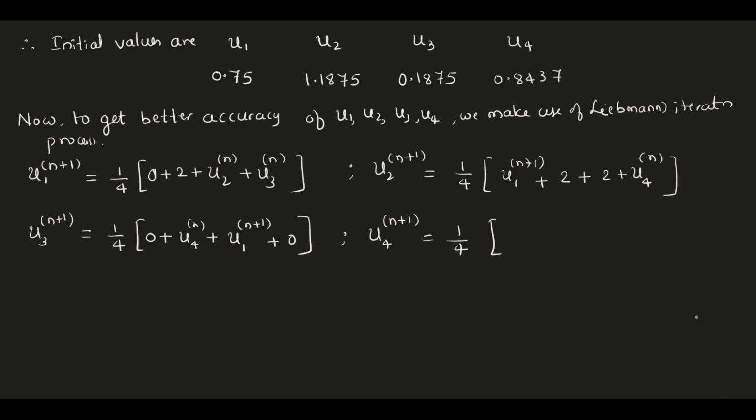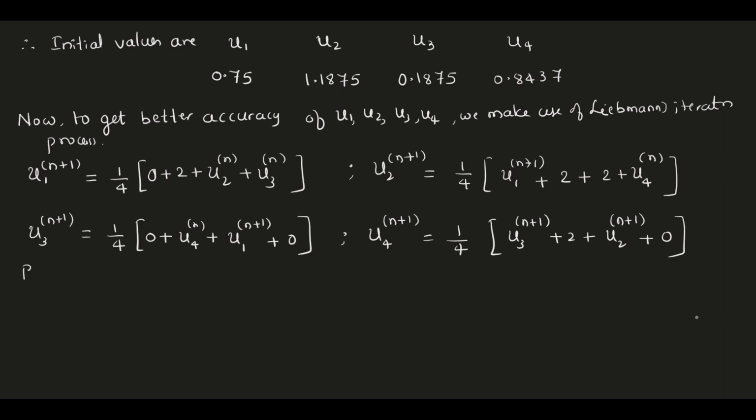1 by 4, what comes for u4? You have already got u3. So u3 of n plus 1, plus on the right side it is 2, plus u2 on the upper side. u2 you have already done. So you have to use the previous iteration only. Fresh iteration. u2 of n plus 1 is not available here, it is 0. Understood? These are the standard ones.